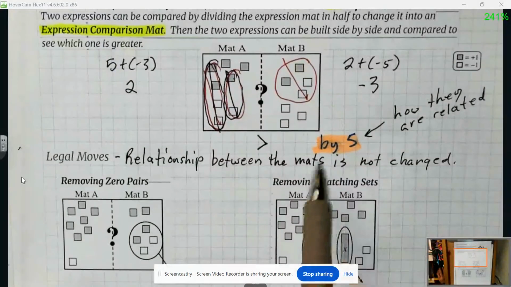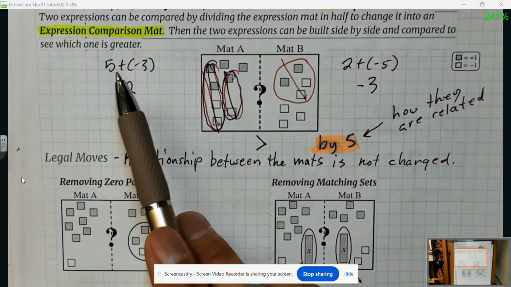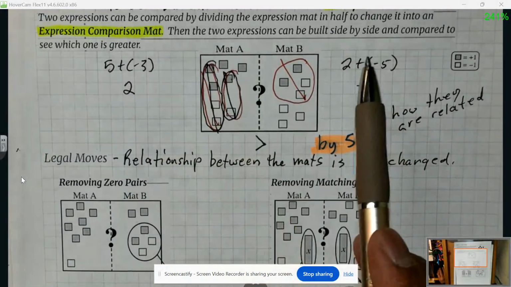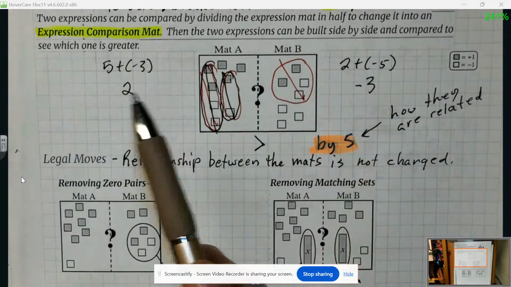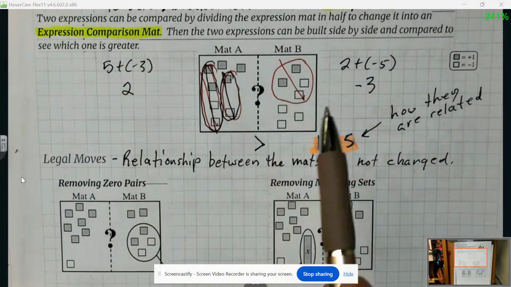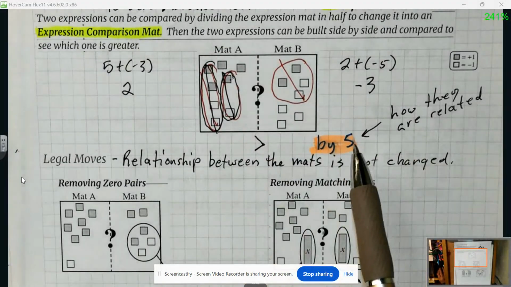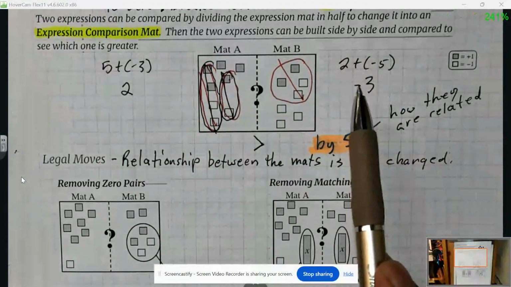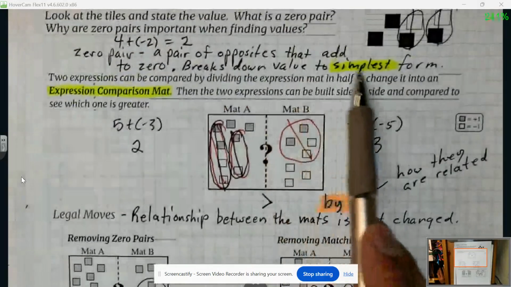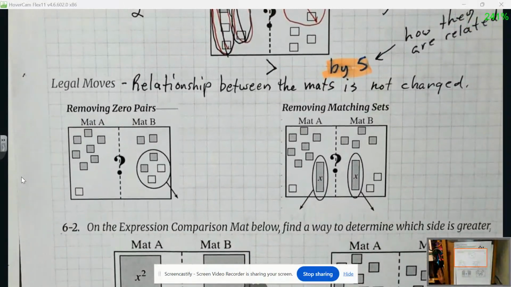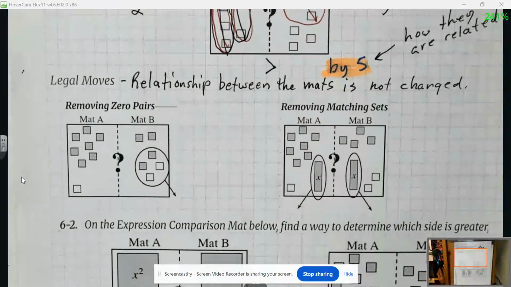What that means is, before we even started and we had 5 plus negative 3 and 2 plus negative 5, mat A was already bigger than mat B by 5. And what we did is we just weeded out what we didn't really need to see that relationship, and we can see that it's bigger by 5 by looking at the 2 and the negative 3, right? It's in simplest form. So let's look at how this works.